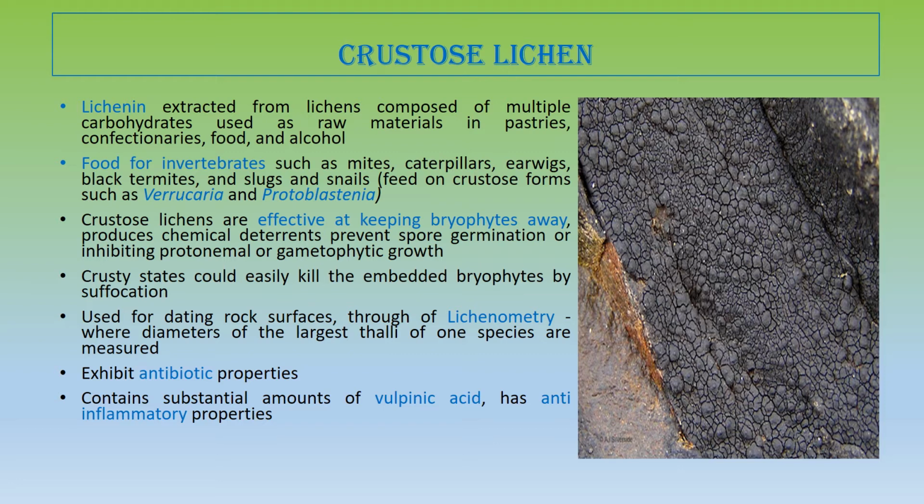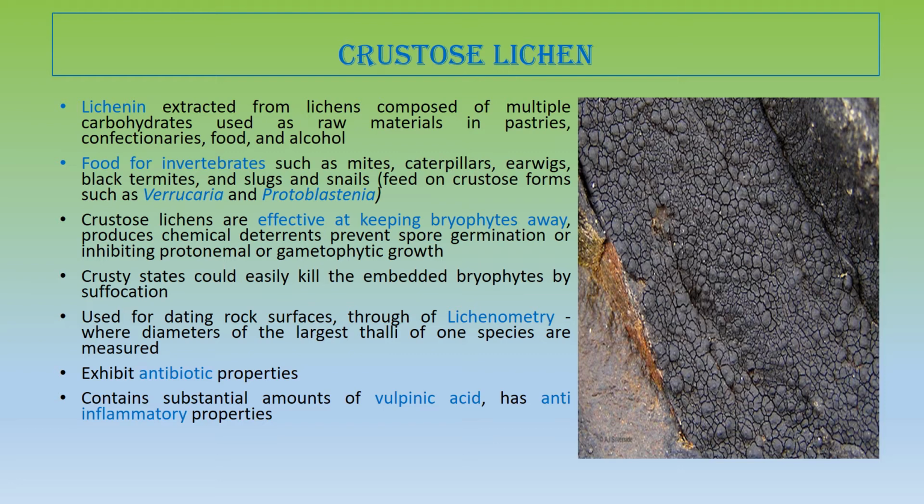This is based on the assumption that lichens grow at a very constant rate, and we take the diameter of the largest thalli, making an assumption that this largest thallus is the oldest of all of the other lichens found on the rock.